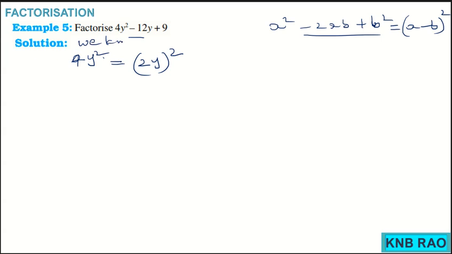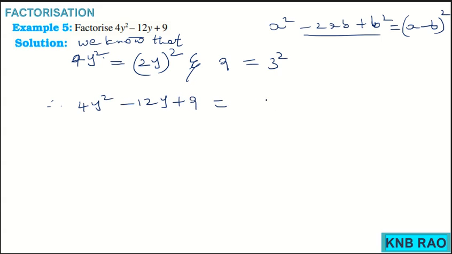We know that 4y square is equal to 2y whole square, and 9 is written as 3 square. Therefore, 4y square minus 12y plus 9 can be written as 2y whole square and here 3 square. In between this, can I write minus 12y as minus 2ab? So, that is the question.